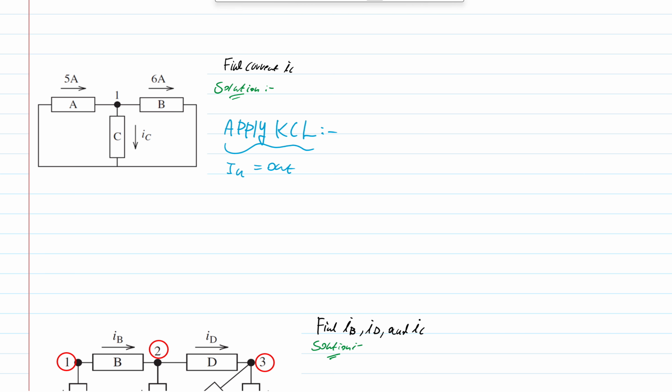So what's going into node 1? What's going into node 1 is 5 amperes. So let's just write that down. 5 is equal to, what's going out of node 1? We got IC going out. We got the 6 amperes. Solving for it, just basic arithmetic. So IC plus 6 gives us the value of IC, negative 1 ampere. So the value is negative 1.